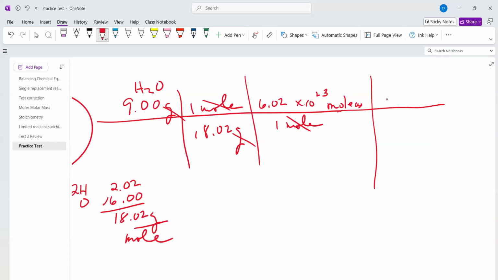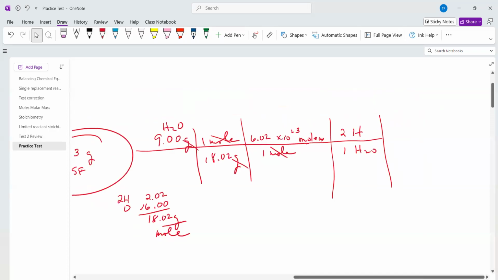If I told you there were 10 waters, how many H's are in there? 20, because it's 2 times 10. It's that recipe that we were talking about. Okay, so now we have one more conversion factor that's getting us H's per 1 water. Okay, so let's grind this thing out here.